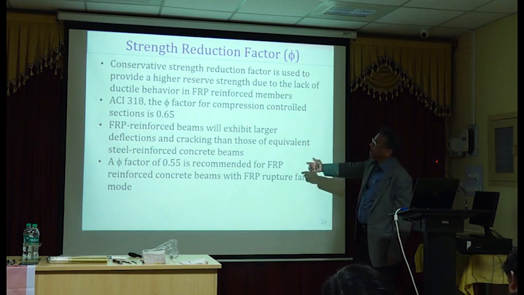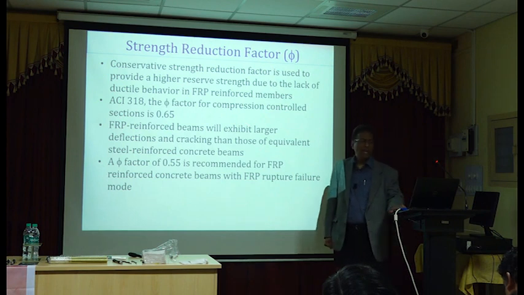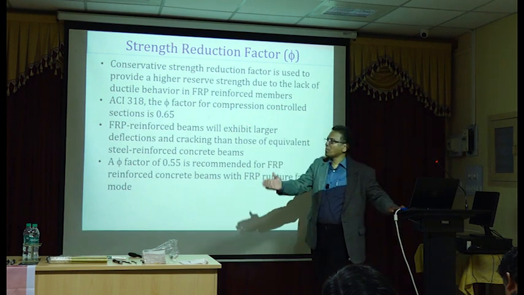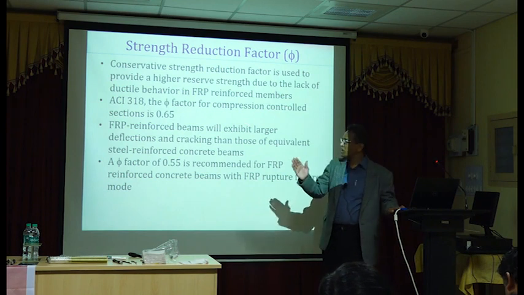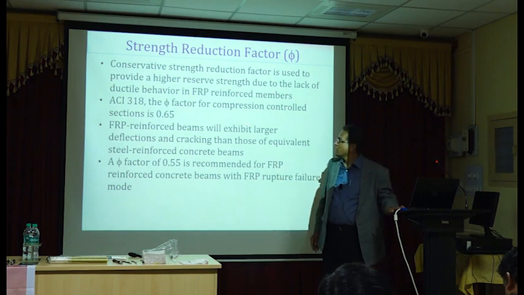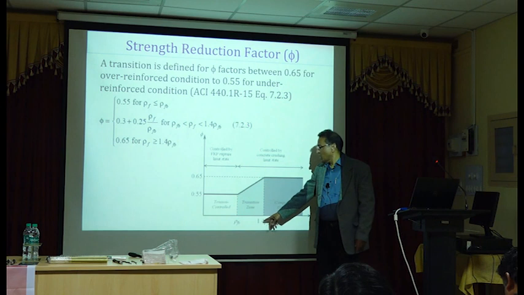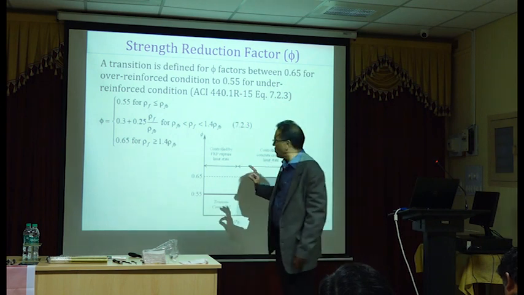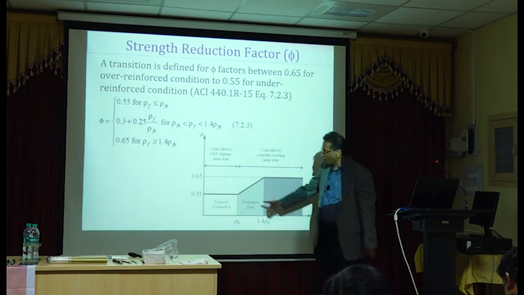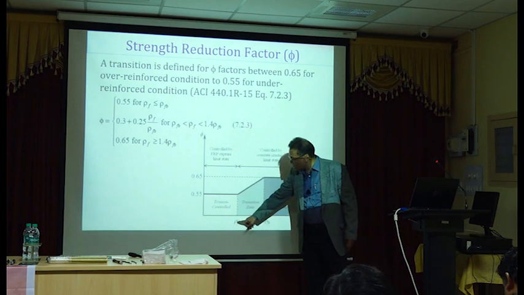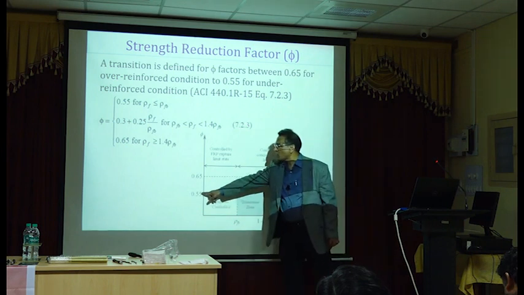And we'll use a factor of 0.55 for under reinforced section. And instead of having a cutoff with only one value, ACI said it's better to have a transition. So they said, let's have a little bit of margin. Let me finish this thought and then I will come back to that again. So for tension controlled section where rho equals rho FB, we will use a phi factor of 0.55.